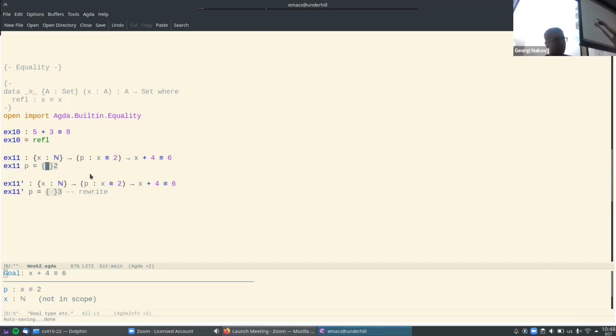Anyway, the other thing you do when you're making friends with a type is you ask, what use is it to be given an element of this type? So here we've been given a proof that x is 2. And we're trying to prove that x plus 4 is 6. So first of all, we should check that refl doesn't solve the problem.